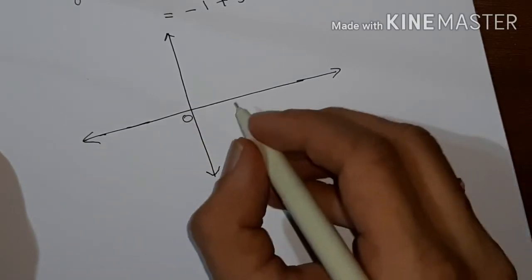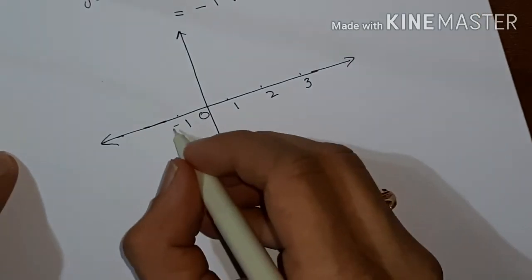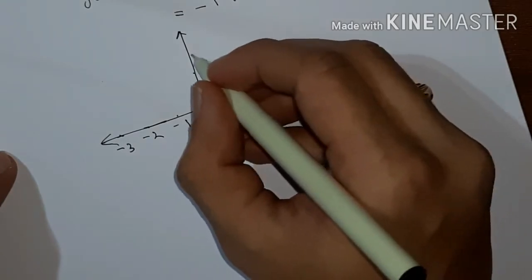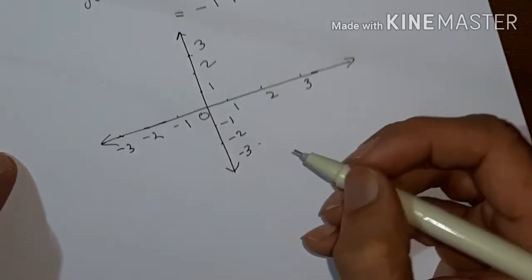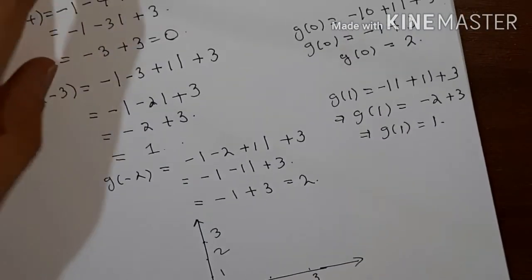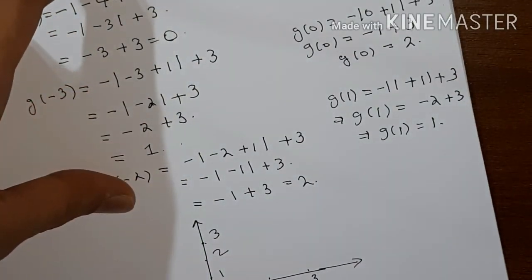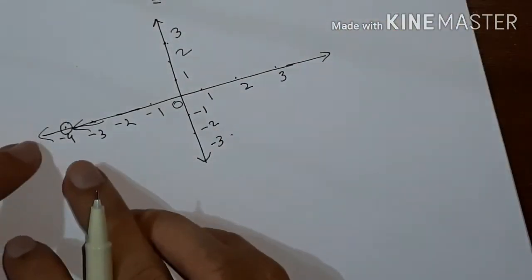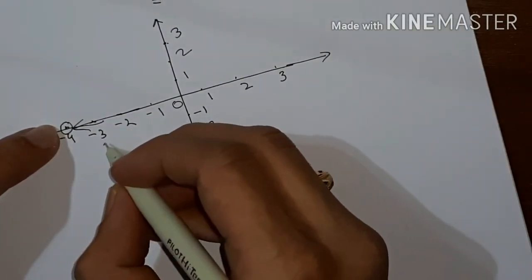So origin here, 1, 2, 3. Here it is minus 1, then minus 2, then minus 3, then 1, 2, 3. Okay, minus 1, minus 2, minus 3. So you see that at minus 4, that is here, what is the value? 0. Okay, at minus 4 it is 0, so the point will be here. Then at minus 3 it is minus 1 here.